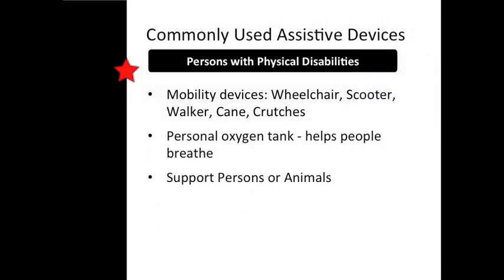Commonly used assistive devices. Persons with physical disabilities may use mobility devices such as a wheelchair, scooter, walker, cane, or crutches. Personal oxygen tank, which helps people breathe, or they may need the assistance of support persons or animals.